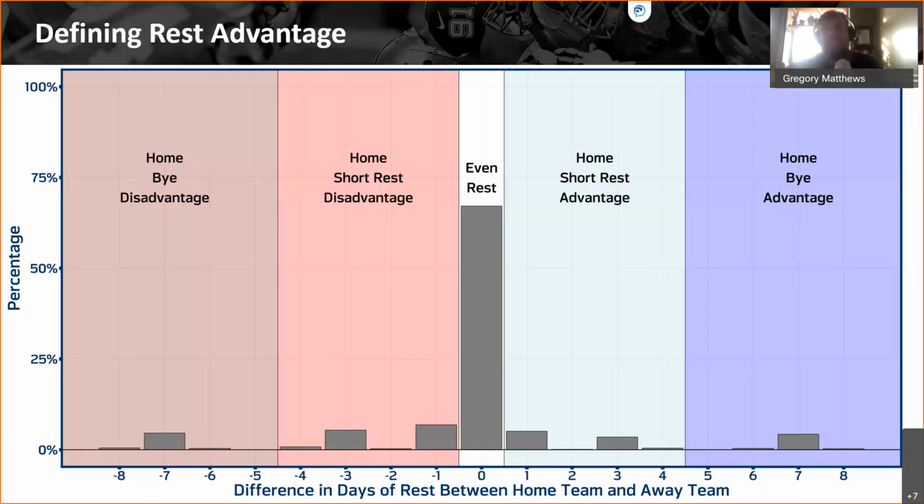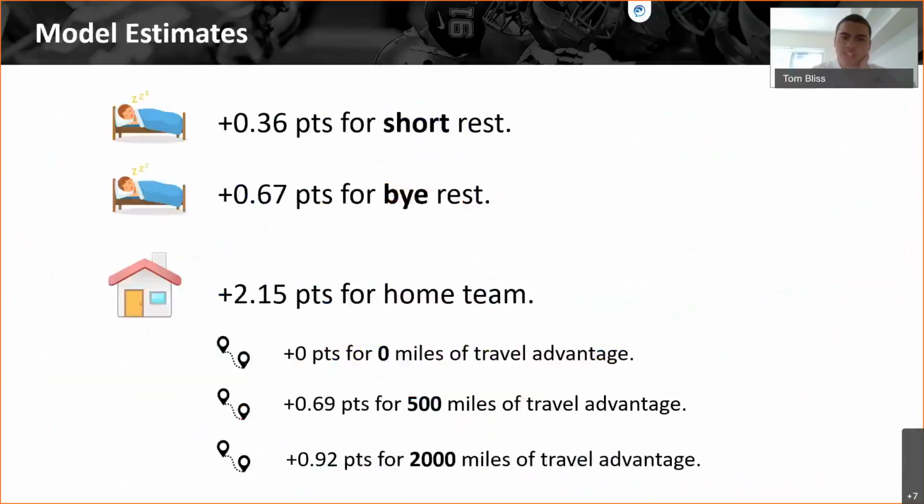A single point, I think it's about 1%. Let me try to think. Actually, it's probably more than that, because remember rest advantage is about 1% and bye advantage is about 2%. So maybe 1 point would be about 3%, although it's not a linear relationship. I did have this in terms of percentages at one point, but I felt points was better, but I could keep both for the future. And then home advantage is about 7 or 8%.